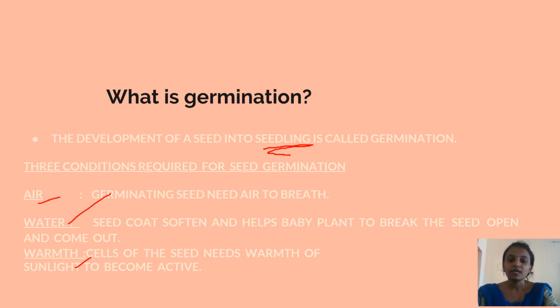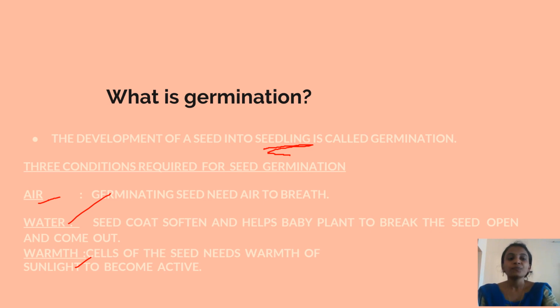Next, warmth. The cells of a seed need the warmth of sunlight to become active and strong. Warmth is more important. Please note down that germination of a seed cannot be possible without air, warmth and water.